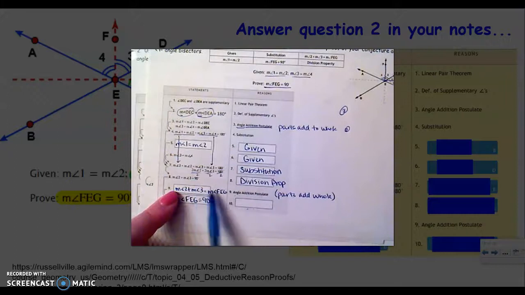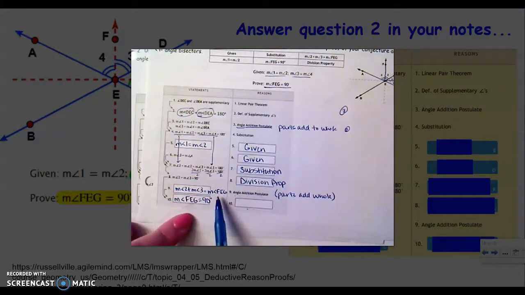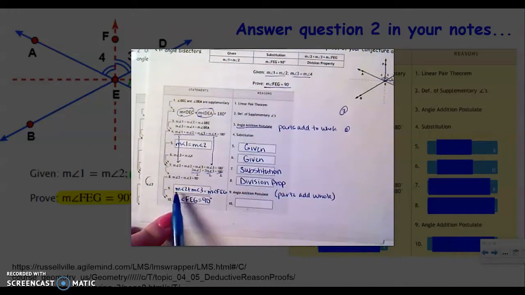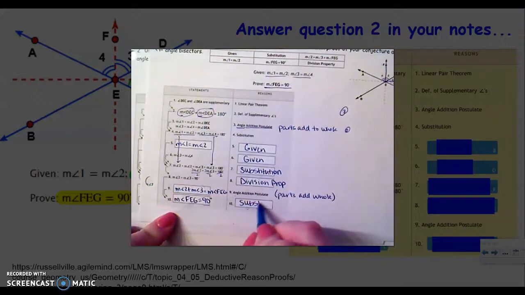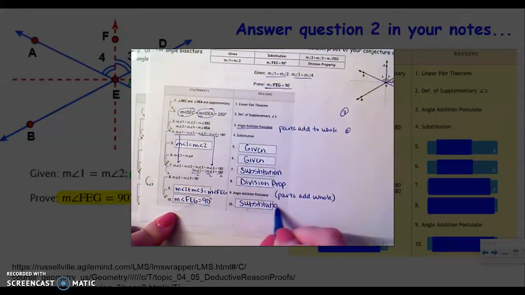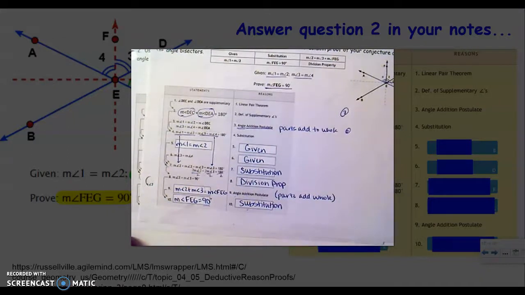Now, some would say, well, that's the transitive property, and I agree, but a lot of times transitive and substitution are interchangeable. So what's happening here is we are replacing the measure of angle 2 plus 3 with something that it's equal to, which is 90 degrees. So we're replacing this with what's equal to it, which is 90 degrees. So the reason for that is substitution. If transitive property was an option, then that would be perfectly fine to use in this case as well.